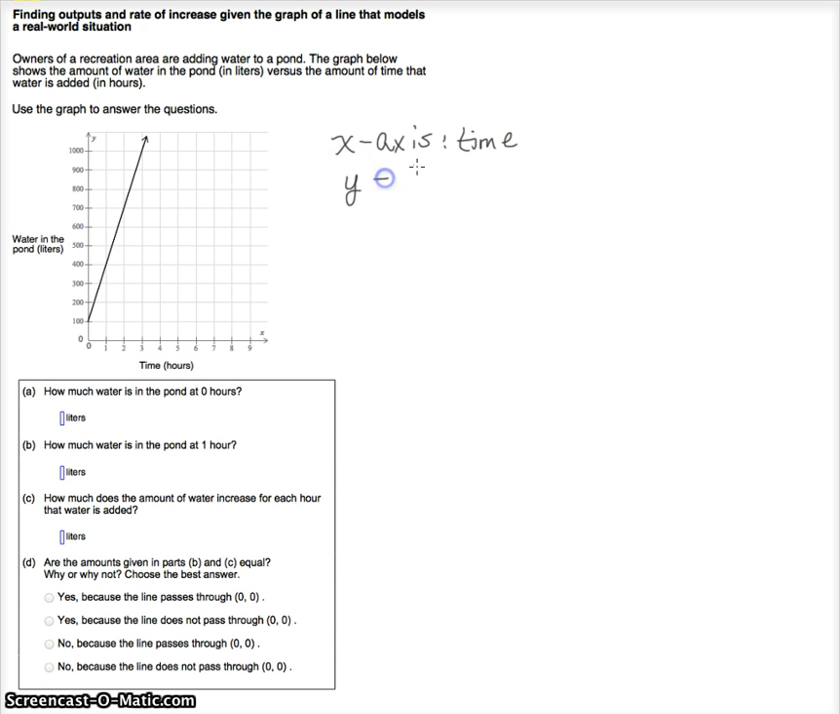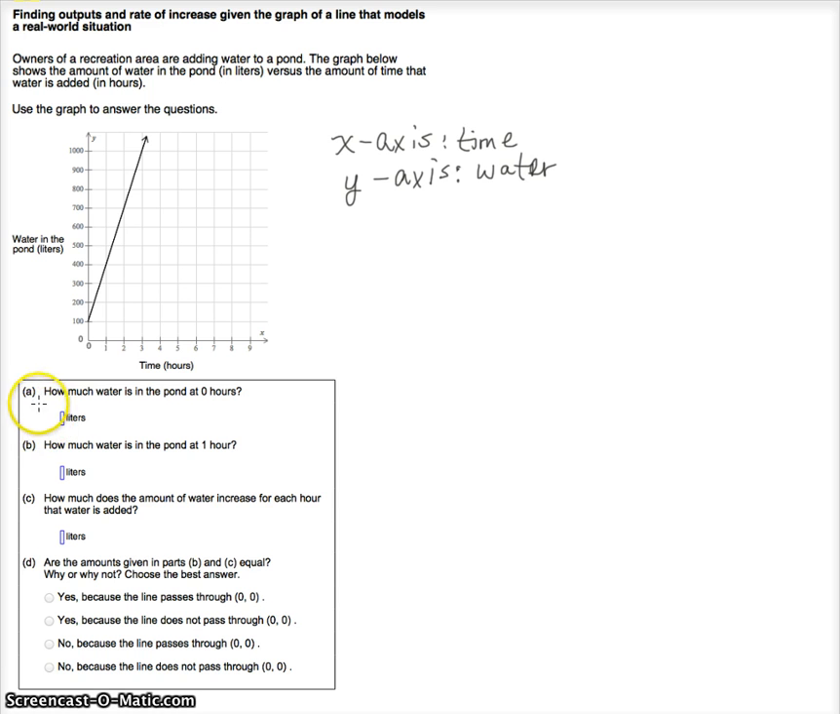And our y-axis is represented by the water in the pond. We can just say water. Now we're going to try and figure out how fast, what is the rate of increase as I add water to the pond in time of hours. If you look at the graph, it's going to ask us a couple questions down here.